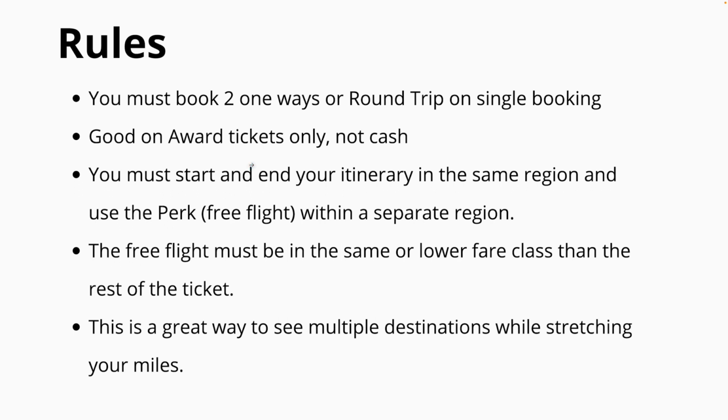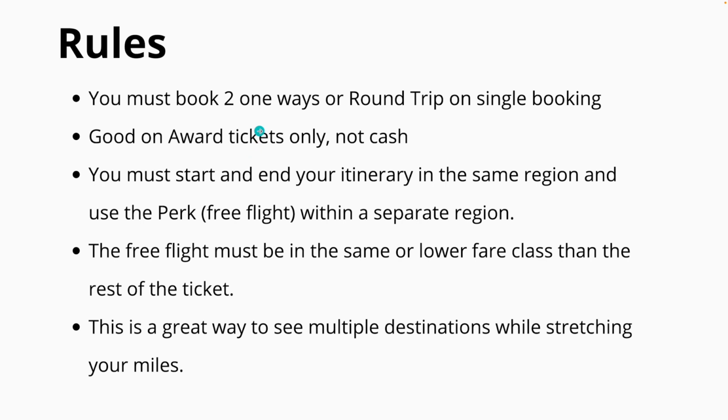There are rules associated with the Excursionist Perk that you have to consider. First of all, you must book two one-way trips as a multi-city trip or a round trip on a single booking. So you can't book two separate one-way flights on separate bookings and then put the free flight using the Excursionist Perk in the middle. It has to be a round-trip booking. This perk is only good on award tickets. You can't use it for cash, so you have to be using points through the Mileage Plus program.